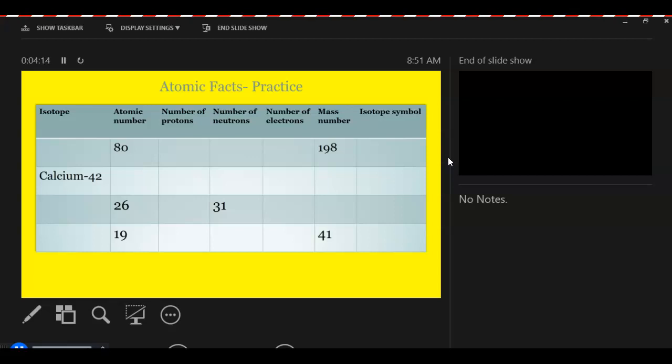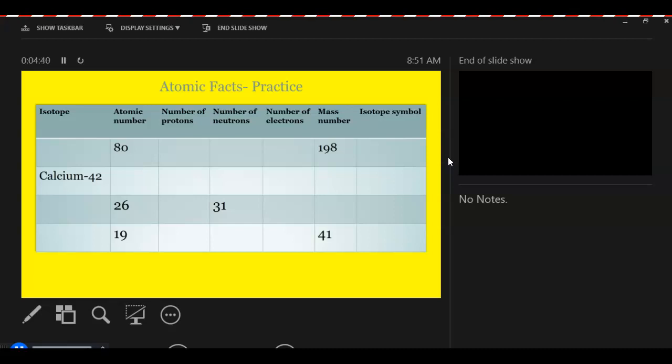What's the atomic symbol for iron? Fe. My mass number goes on the top. Atomic number goes on the bottom. What number is attached right here? The mass number, which is 57. Very good.